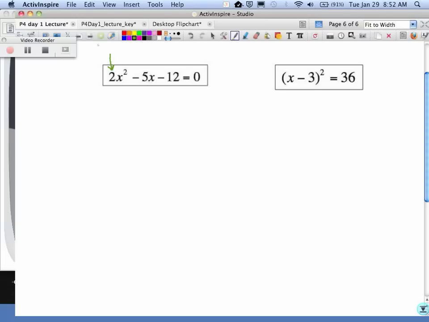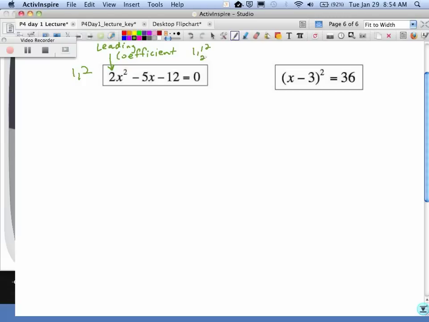All right. So the leading coefficient is 2. It's prime. It can only be 1 and 2. But 12 is 1 and 12, 2 and 6, 3 and 4. So we have a lot of different options. But because 2 is prime, that's where I would start. I would start with an x and a 2x.